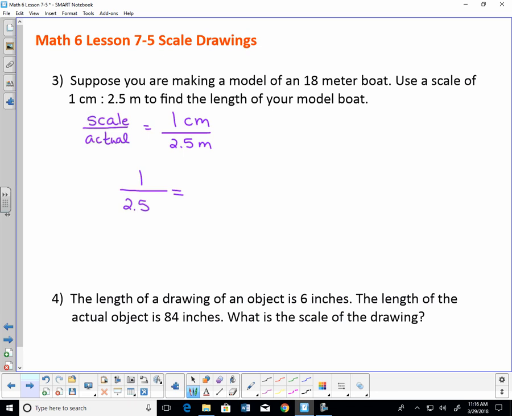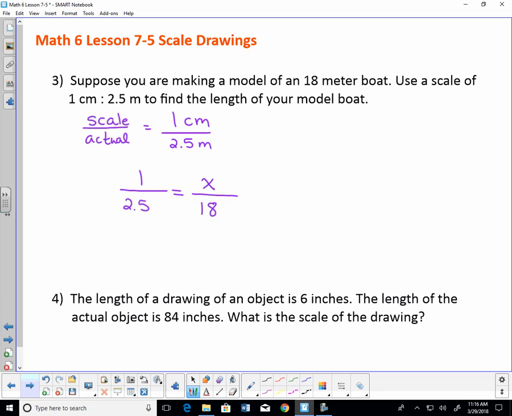That means the 18 meters needs to go on the bottom because it's centimeters to meters. Your scale is 1, your actual is 2.5. You own a boat that is 18 meters long, so that's your actual length. You need to find what the scale model length is going to be. You want to find the length of your model of your boat.